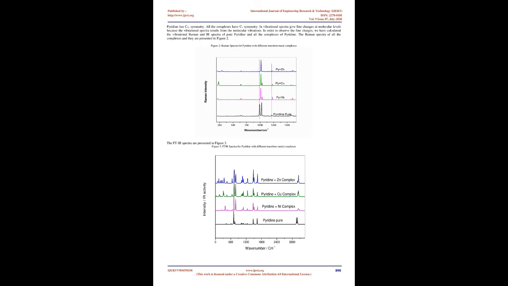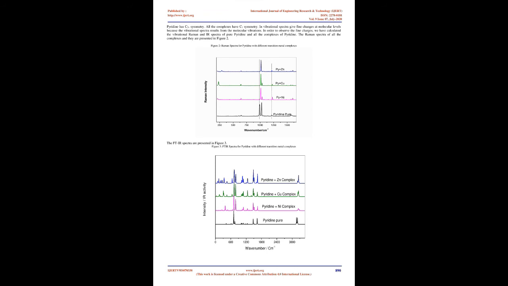Results and discussion. In the present work, the theoretical study of interaction of pyridine with transition metals has been done. The structures of pyridine with Zn, Cu, Ni, and pure pyridine were optimized. The optimizations were done using density functional theory, DFT, at the B3LYP functional, employing the LANL2DZ and 6-31+G(d,p) basis sets. The optimized structures are given in figure 1.